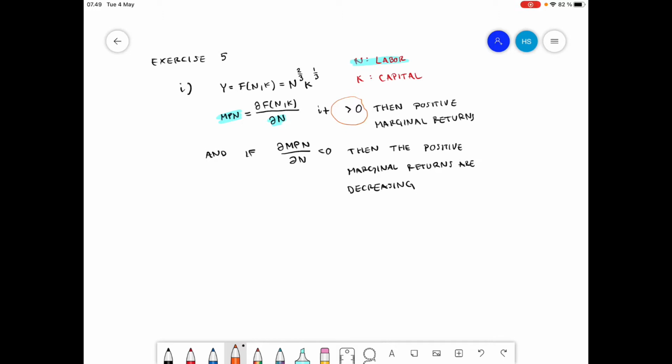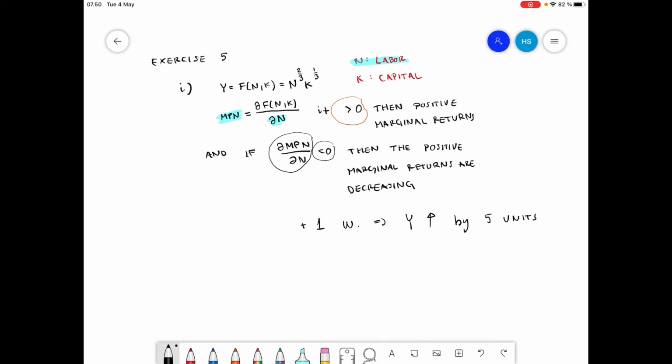If we have positive but decreasing marginal returns to labor, we need to have that the marginal product of labor differentiated with respect to labor is less than 0. So intuitively, if we add one extra worker, production will increase, output will increase by, say, 5 units.